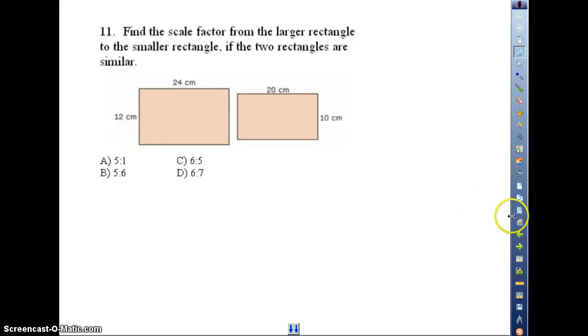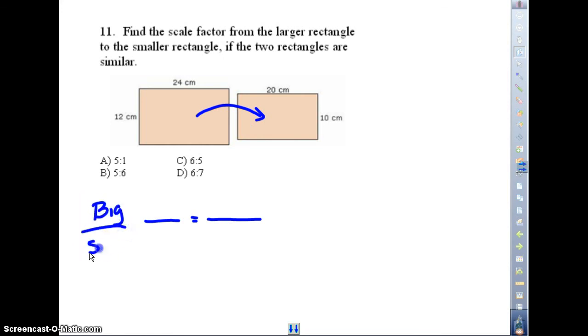Number 11, find the scale factor from the large rectangle to the small rectangle, if the two rectangles are similar. Oh, if they're similar. They're not telling us they're similar. We're going to have to prove that they're similar. All right, and you can prove that they're similar by setting up a what? Yeah, we can prove by setting up a proportion and showing that the cross products are equal.